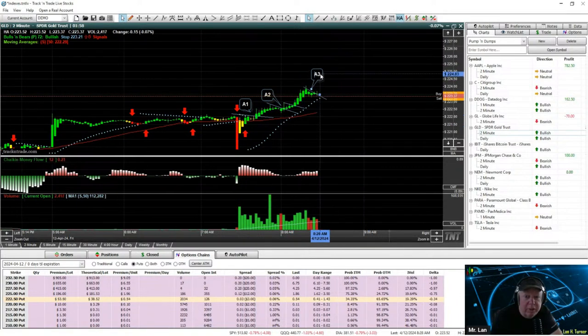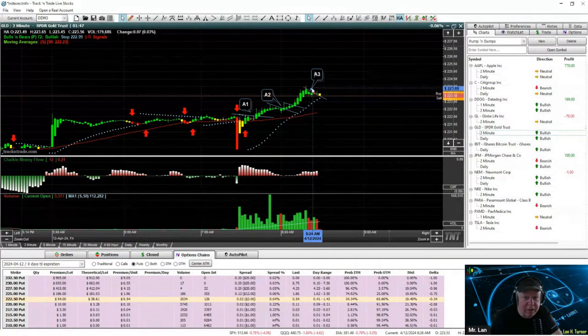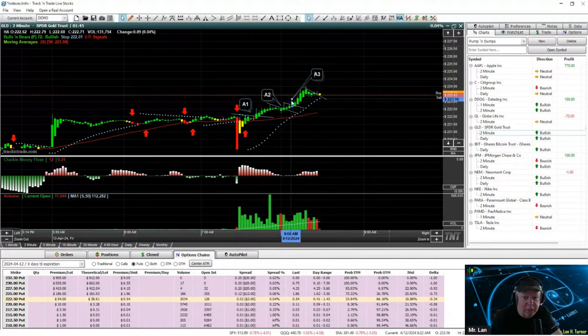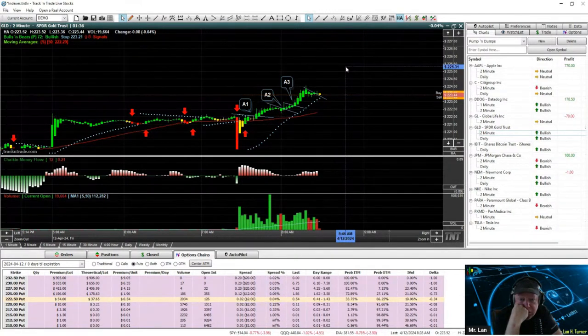What are we going to do? I want it to break the blue lines. But if it doesn't break the blue lines and starts going up, that'll be an A3. And then we'll look back and say, wow, if it breaks the blue lines, then that was A3. Okay, well, you're so smart. Come on. This is that time where you just sit on your hands and wait for the opportunity.